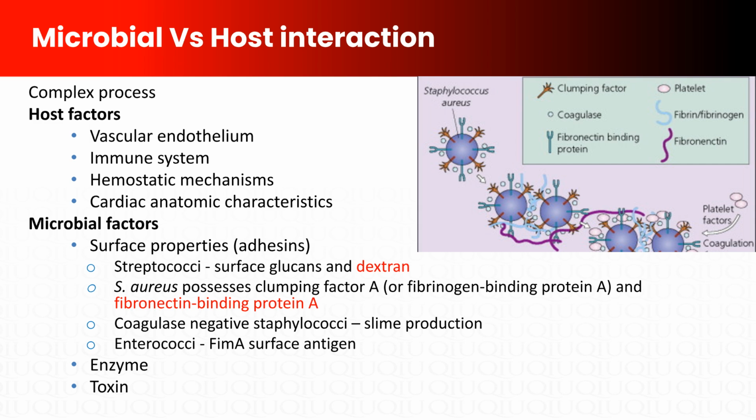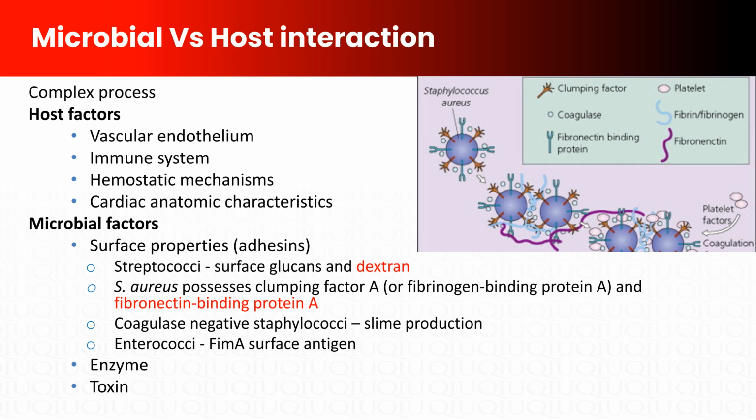Now the microbial factors that enable bacteria to cause endocarditis. Surface properties, specifically adhesins, allow bacteria to stick to damaged endothelium or prosthetic materials. For example, streptococci produce surface glucans and dextran that facilitate adherence to fibrin platelet deposits. S. aureus possesses clumping factor A, also called fibrinogen-binding protein A, and fibronectin-binding protein A. These allow it to bind to fibrin and damaged tissue. Coagulase-negative staphylococci produce slime or biofilm that helps them adhere to prosthetic materials and resist antibiotics. Enterococci express FsrA surface antigen that aids in adherence.